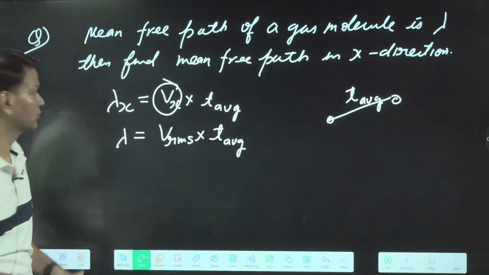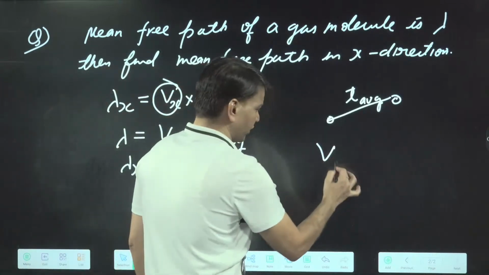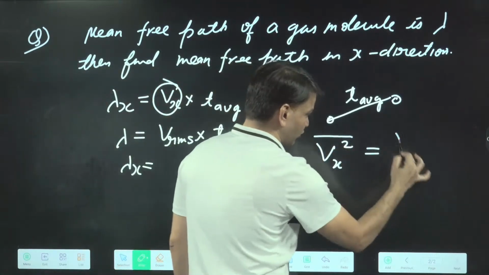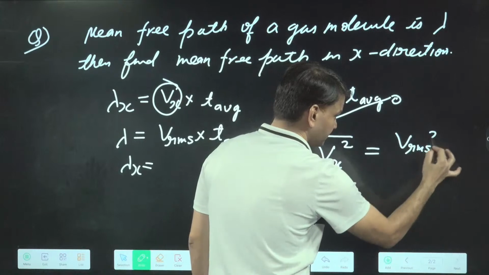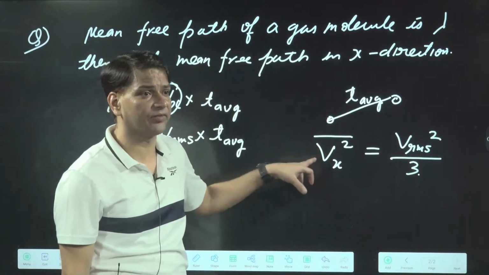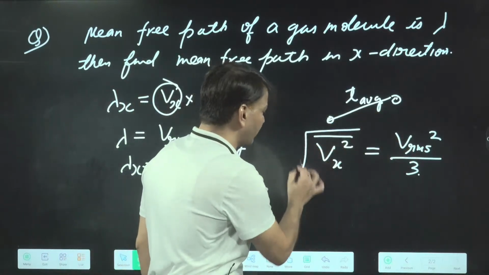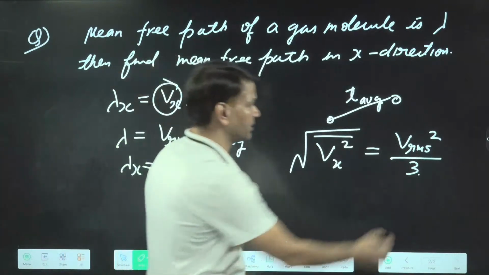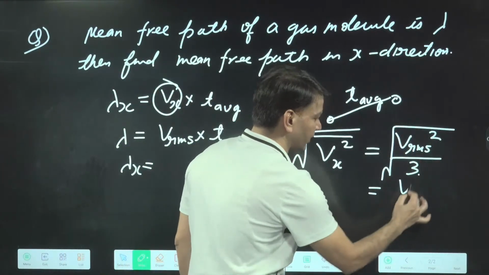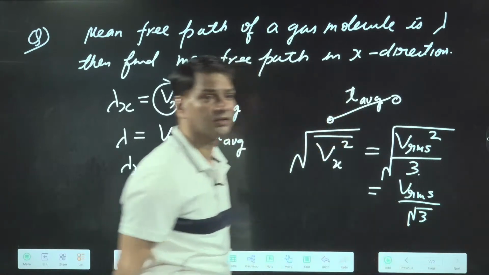Getting my point or not? So you will get lambda x as what? Because Vx square bar is equal to Vrms square by 3, but I need the Vx. So what will you do? You will take the root on both sides. So root of velocity in the x direction is the root of this. Root of this, what you will get? Vrms by root 3.